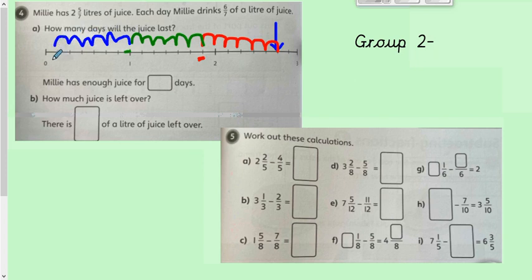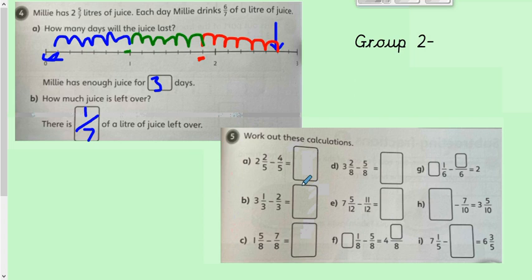So it would last her for 3 days because that's 1 day, 2 days, 3 days. And she'd have a tiny little bit left over. So she would have 1/7 left over because it's this bit here. There's only 1 part left. For this one, work out these calculations.